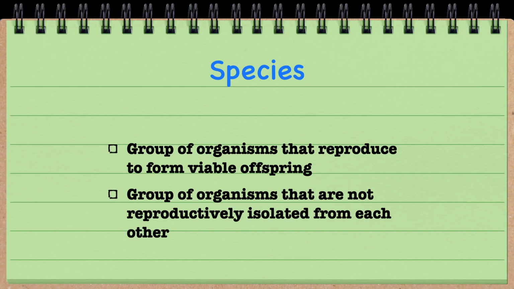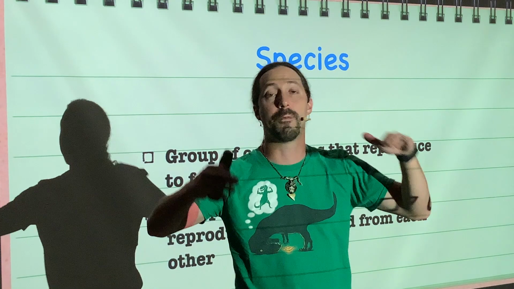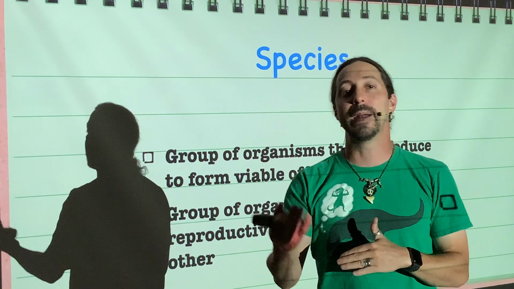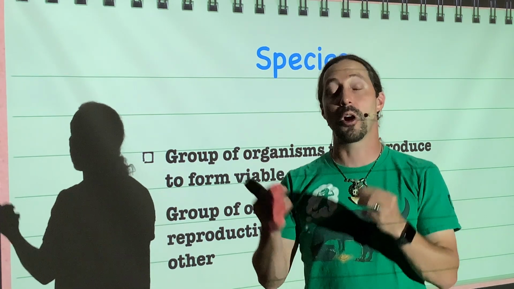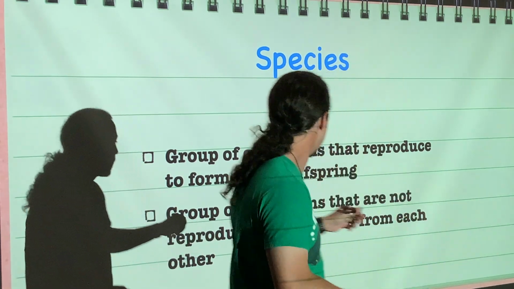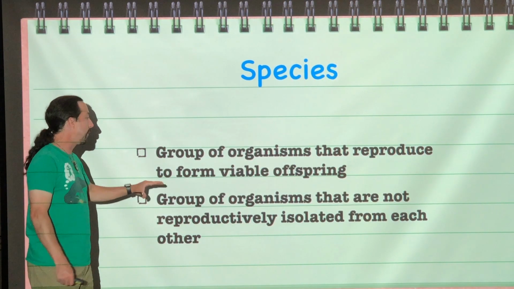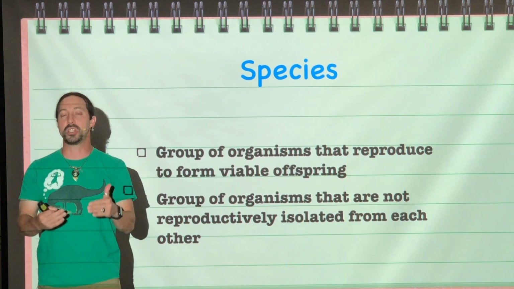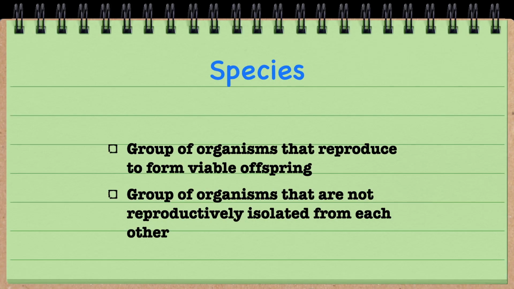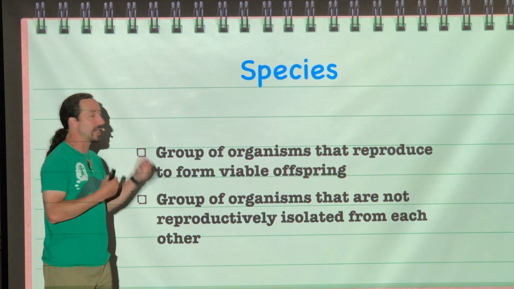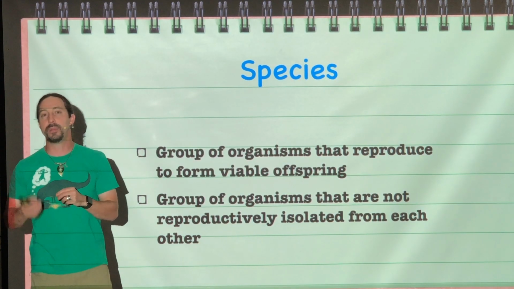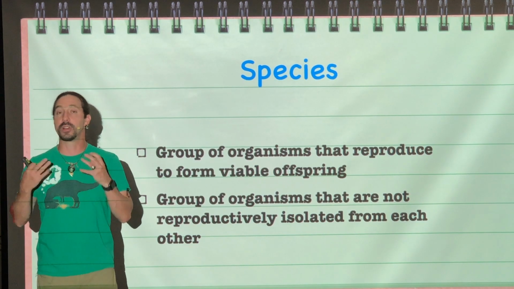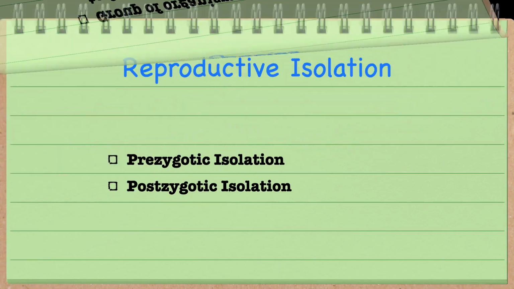First, species. It is a group of organisms that are able to reproduce and have viable offspring. A viable offspring means that those offspring are also able to reproduce. Or it's a group of organisms that are not reproductively isolated from each other. This is a more exact way that we can define what a species is. Reproductive isolation is going to be a better way of understanding species.